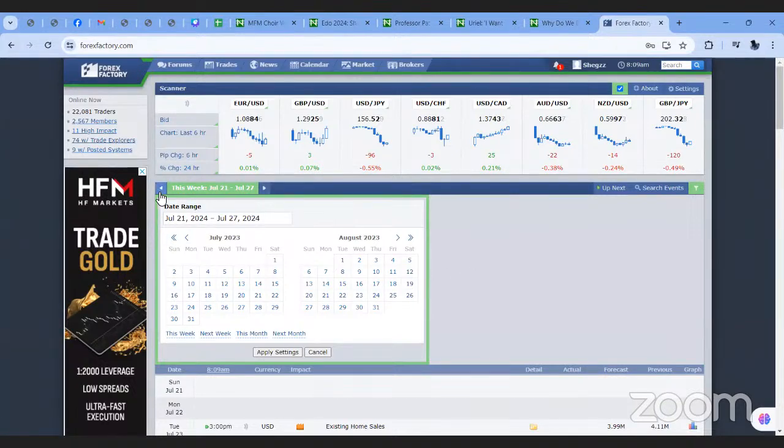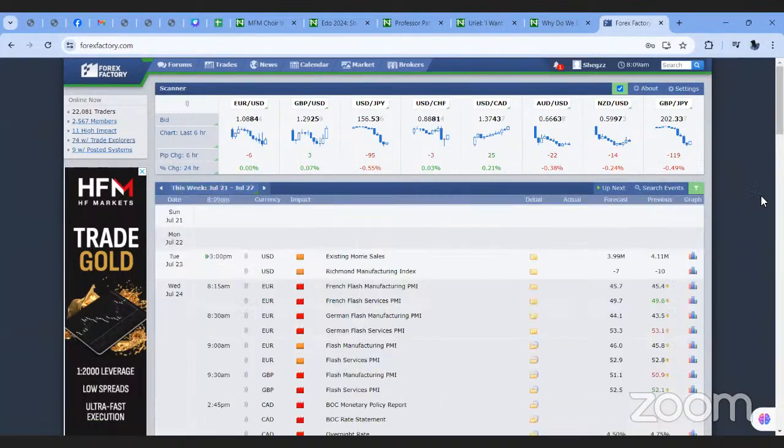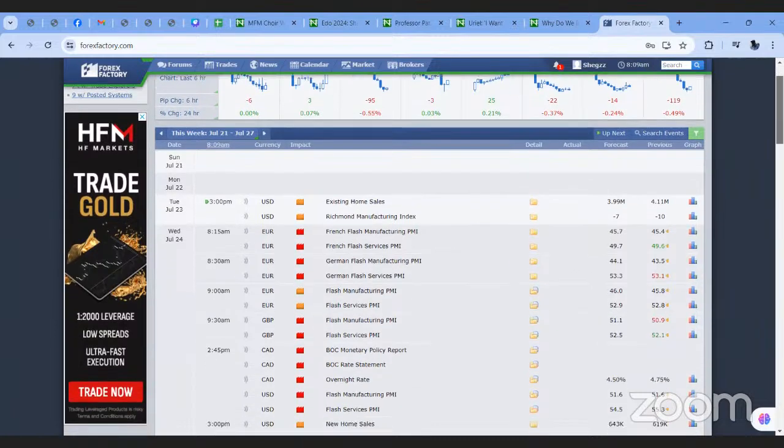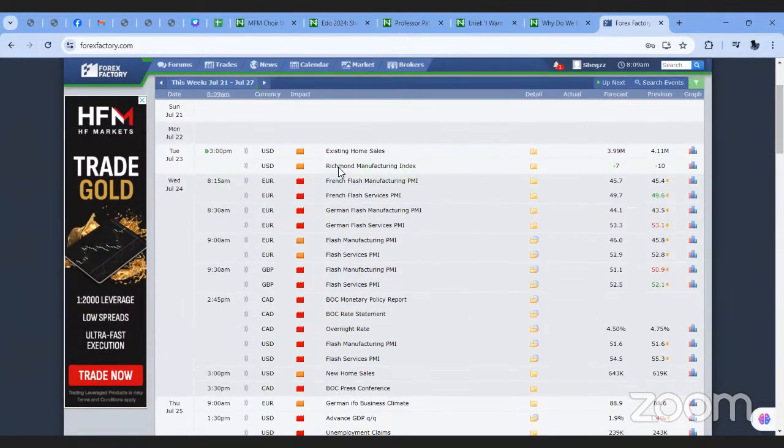This week is July 21 to 27. Let me just click on cancel, and then we can look at what we have. Today is Monday. There is no event today. But on the 23rd, there's an event by 3:30, existing home sales and Richmond Manufacturing Index. You might not need to pay much attention to that, because I don't think it's going to have much impact on the market. The one I think you should be ready for will be French Flash Manufacturing PMI.